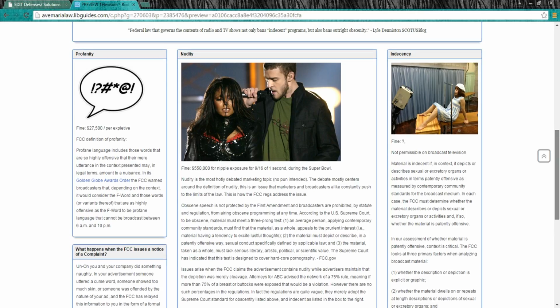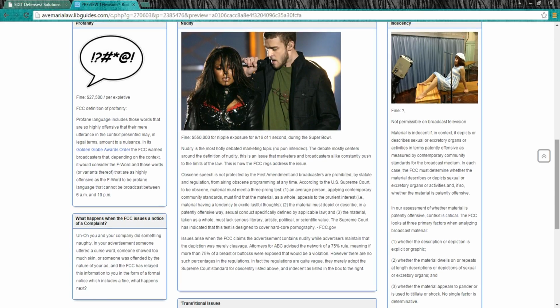Then finally, the third category of material that's not allowed on TV is indecency. Indecency is that final catch-all category. What is indecent? Well, again, it's very vague in the regs. They say material is indecent if in context it depicts or describes sexual or excretory organs or activities in terms patently offensive as measured by contemporary community standards for the broadcast medium. In each case, the FCC must determine whether the material describes or depicts sexual or excretory organs or activities, and if so, whether the material is patently offensive.